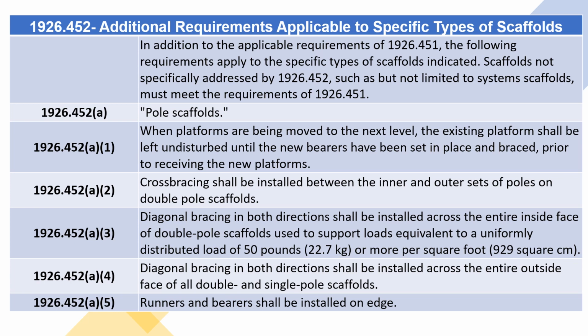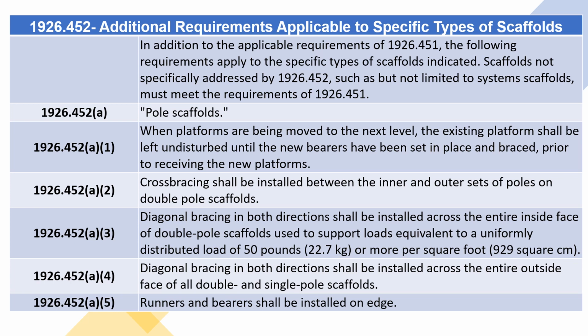1926.452(a) Pole scaffolds. 1926.452(a)(1) When platforms are being moved to the next level, the existing platform shall be left undisturbed until the new bearers have been set in place and braced, prior to receiving the new platforms. 1926.452(a)(2) Cross-bracing shall be installed between the inner and outer sets of poles on double pole scaffolds.